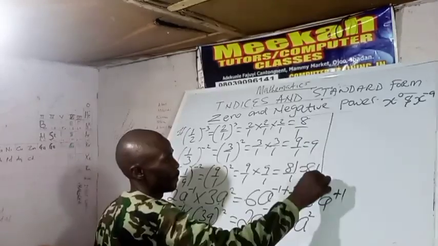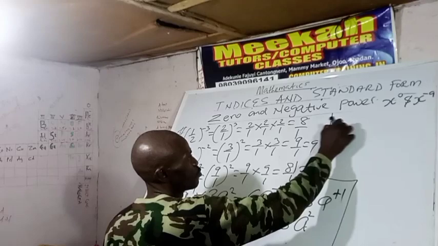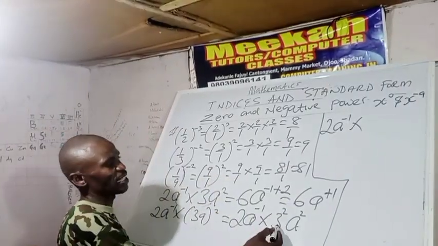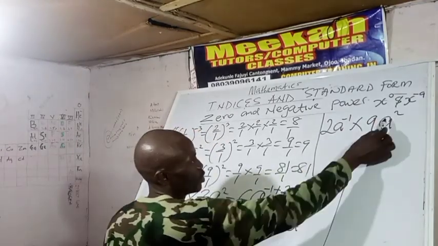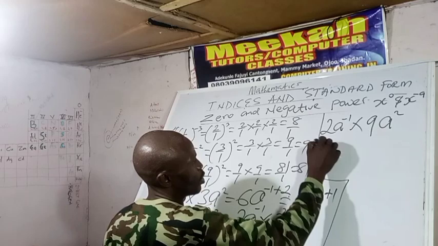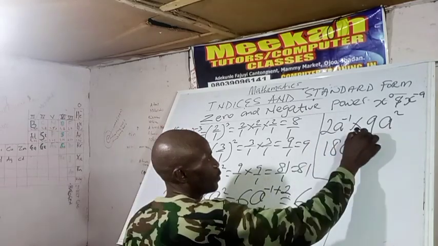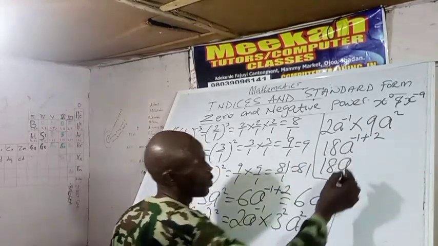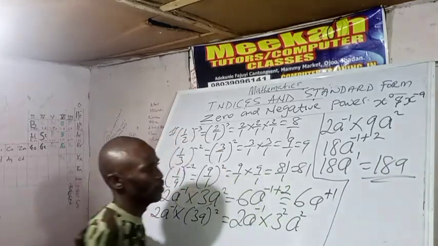Now, let's transfer this one up. What do you have here? You have 2a raised to power minus 1 times 3 squared, which is the same thing as 3 times 3. What do you have? 9a squared. Join the number for number. 2 times 9, what do you have? 18. Then a raised to power minus 1 plus 2. You now have 18a raised to power minus 1 plus 2. What do you have? 1. So 18a. Thank you very much.